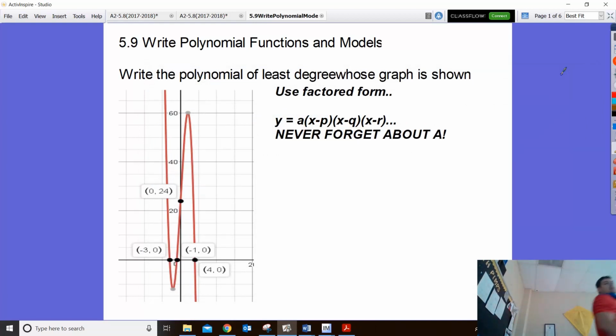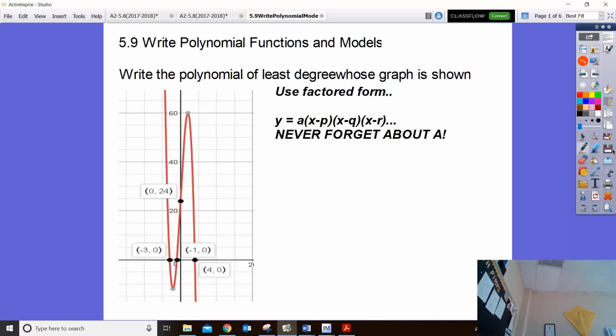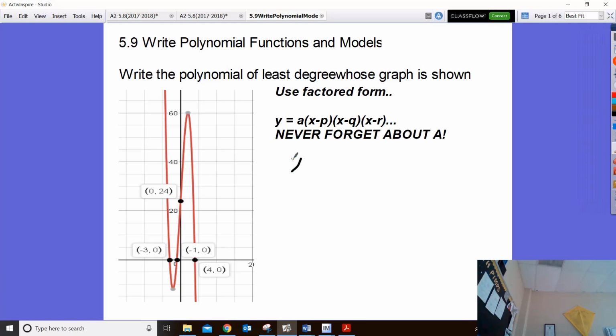All right, write the polynomial whose graph is shown, and again, we're just going to find zeros and plug them in. Now, we have to know something about these zeros here. How many times they happen is a big deal. Here's a zero right here, so x equals -3. How many times did it happen? At least once.